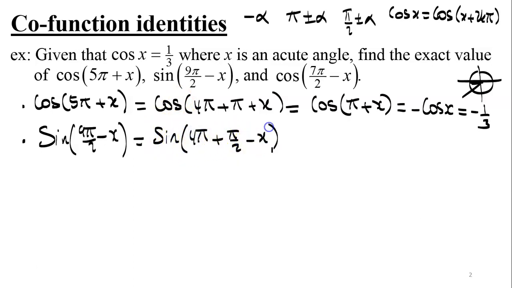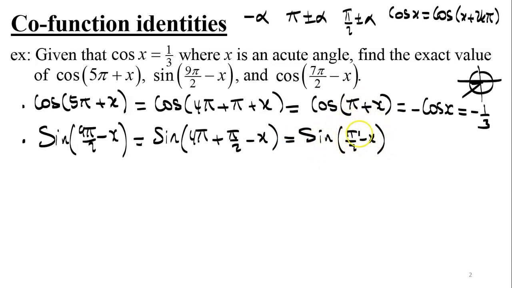Which is also a full turn. It's a multiple of full turns. It's in fact 2 full turns because every full turn is 2 pi. So over here we can disregard the 4 pi since we have sine to be 2 pi periodic. So we know that after 2 full turns, the value of sine will in fact repeat. So that is sine of pi over 2 minus x.